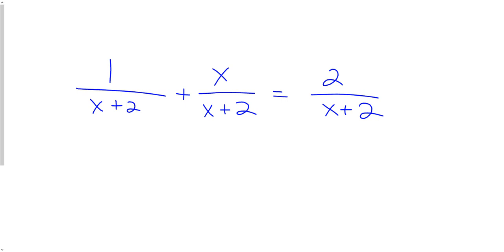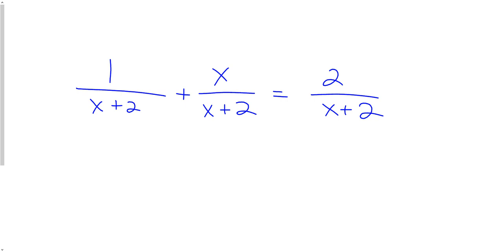So the way that we attack these problems, and I don't know if you noticed, but I did this on purpose, look at the bottoms. They're all the same already, right? So if they're already the same, we don't really have to pay attention to them. All we have to do is work with what's on top. And that's common in a lot of different math problems.